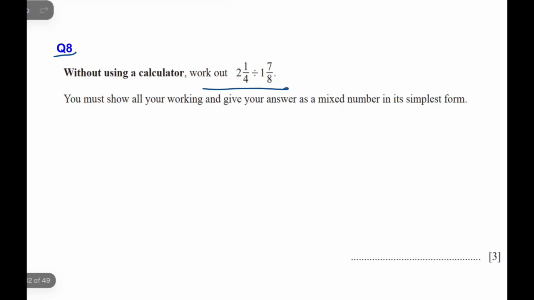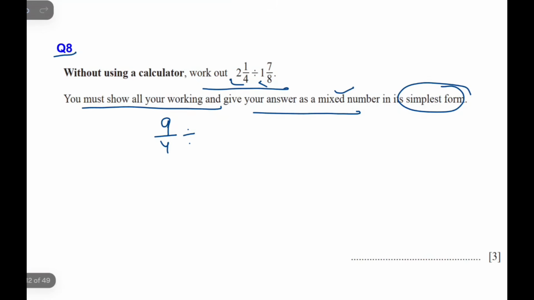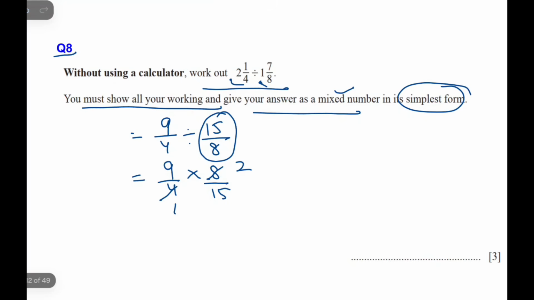Question number 8, work out, and we have to show all the working and give our answer as a mixed number in the simplest form. Now 2 1 by 4 can be written as 4 times 2 is 8, 8 plus 1 is 9. So 9 upon 4 divided by, this will be 8 times 1, 8 plus 7, that is 15 upon 8. Now in order to change this division sign into multiply, we will take the reciprocal of this number. So 9 by 4 times 8 by 15. Now 4 times 1, 4 times 2. Now here 3 times 3 is 9, 3 times 5 is 15. So we're left with 6 by 5.